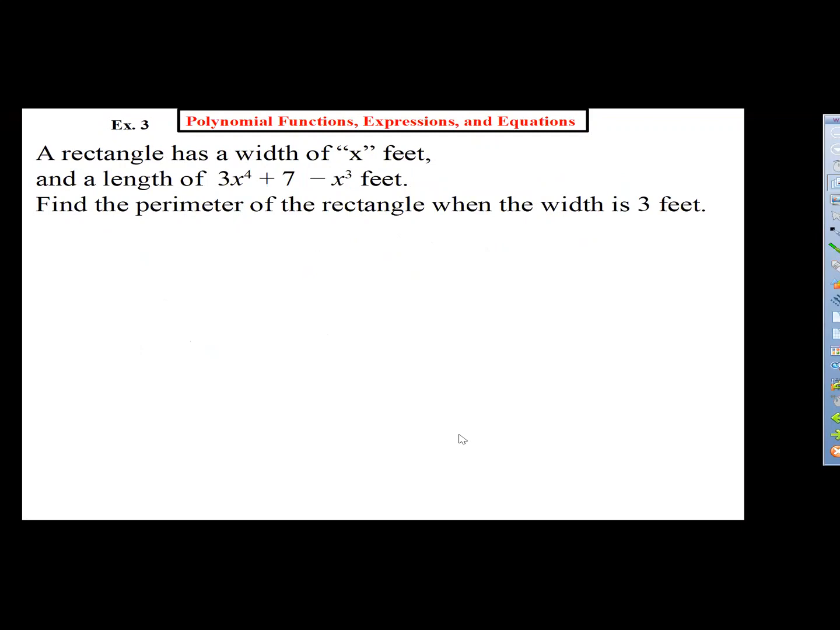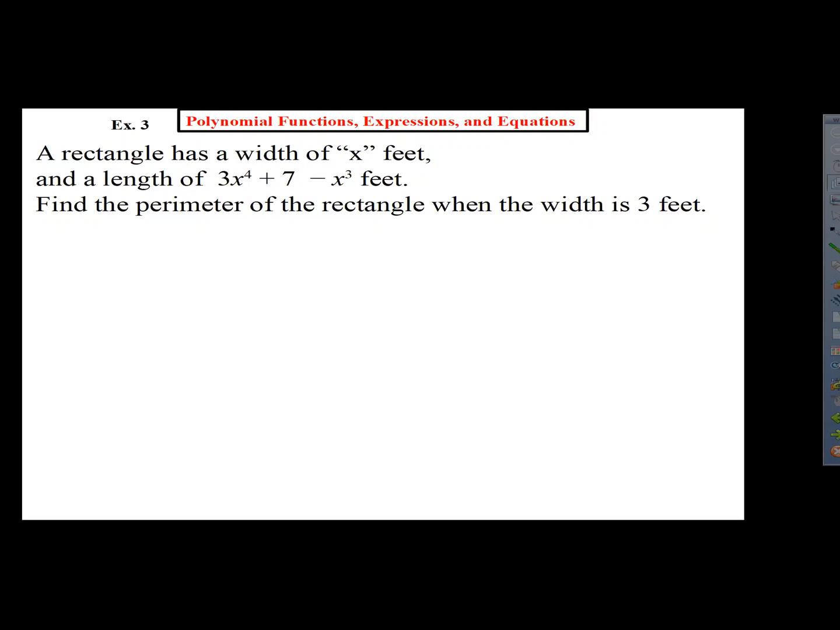Example 3 reads, a rectangle has a width of x feet, a length of 3x to the 4th plus 7 minus x cubed feet. And then the instructions at the end say find the perimeter of the rectangle when the width is 3 feet. So copy that first, and then I'm going to walk you through the process right quick. You will have one of these at least for the home play.